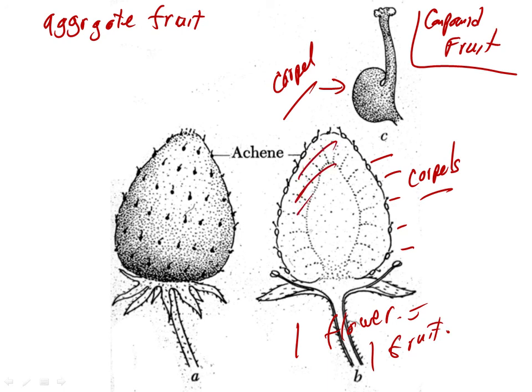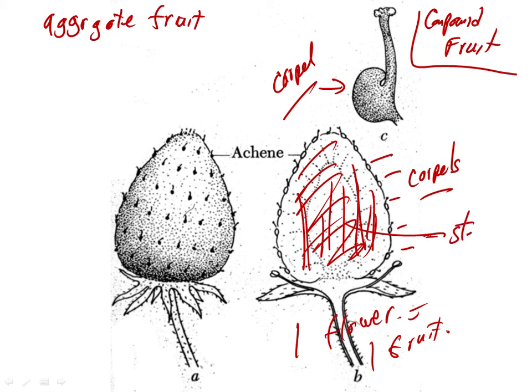And we have here this part, the delicious part of the strawberry, love strawberries too, is stem. It's receptacle. So it's part of the receptacle tissue. So an aggregate fruit comes from one flower, but it's got many carpels on it, and each of those carpels, this is one seed.